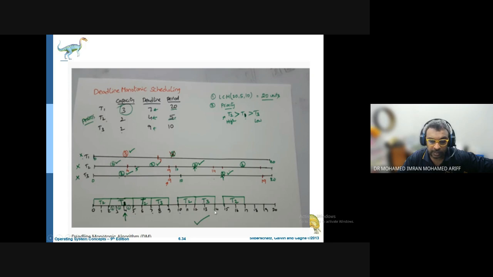Okay, stop. There's nothing. At the 15th second, T2 does another 2. T3 cannot run because it is already finished. Its job is only for every 10 seconds. So T2 runs until 17. So 17 to 20, nothing will continue.